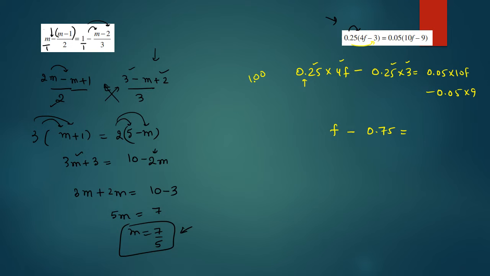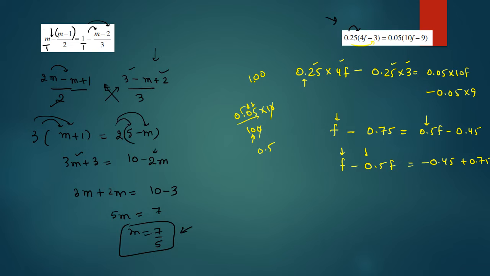Then here if you see 0.05 into 10, that means if you remove this decimal, 2 digits are here, so you will place 2 zeros in the denominator, 1 zero gets cancelled with 1, so you've got 0.5, right? 0.5f minus 9 5s are 45, 0.45, right? Correct? Now bring this 0.5 onto the left hand side, and here minus 0.45 is already here 0.75.